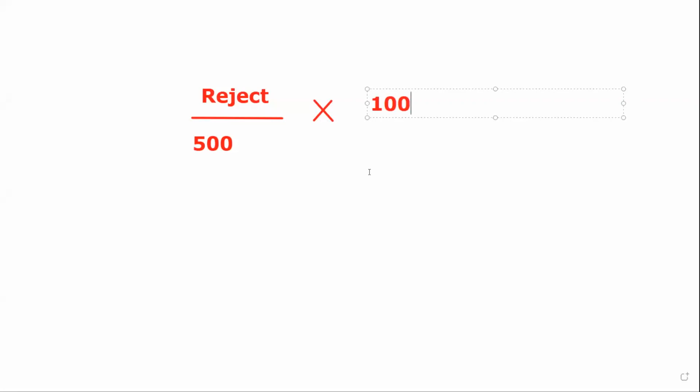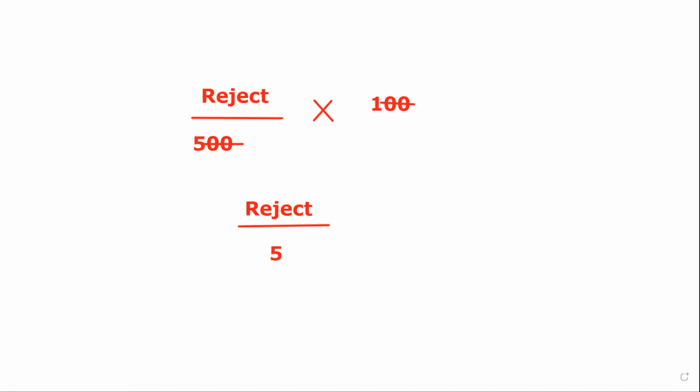So we can simplify. This 20 and this 20 we can cancel, so we can simplify like this: reject divided by 5. So here we can write reject divided by 5. The formula is reject divided by 5. So how can we write the statement? Percentage equal to reject divided by 5.